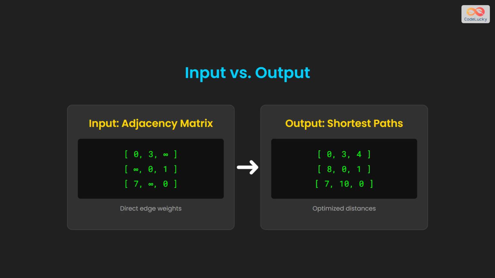Let's look at the input and output. We start with an adjacency matrix representing the direct edge weights between nodes. If there is no edge, we represent the distance as infinity. The algorithm processes this and transforms it into a matrix where every cell represents the shortest possible distance between two nodes, considering all possible intermediate paths.